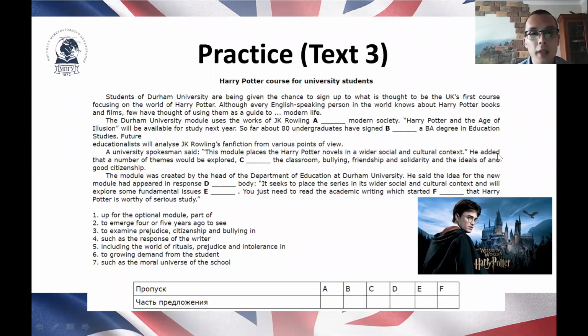Let's have a look at C. What helped you to get the variant that you wrote? He added that a number of themes would be explored. Comments, pay attention, the classroom. Pay attention to the comments here, I guess. It is a cue. Share your ideas, what you got in C and why. I have a look at your answers: 3, 5, 5, 5, 5. The majority 5.